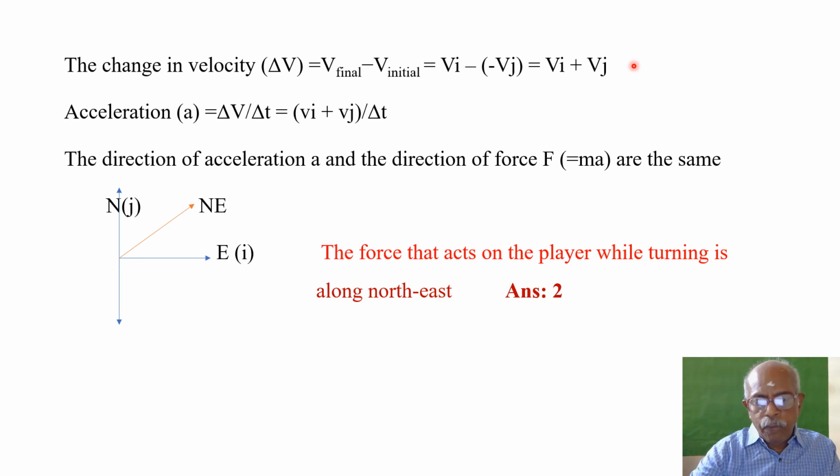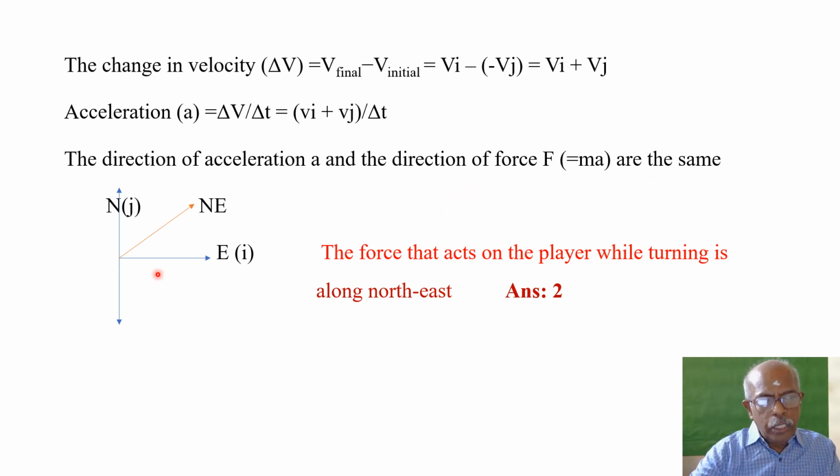Then if you want to find the force, what is force? Force is equal to ma, the product of mass and acceleration. So acceleration is equal to what? dV by dt, that is delta V by delta t. Change in velocity by change in time. What is the change in velocity? Yes, you have it here. It is Vi plus Vj divided by delta t. So the direction of acceleration a and the direction of force F are the same.